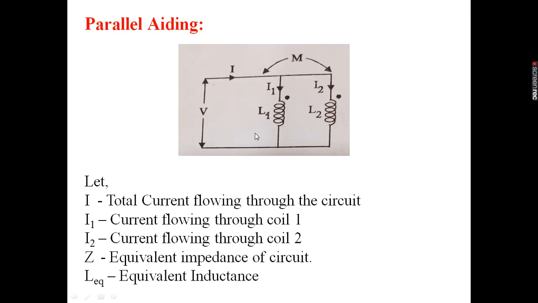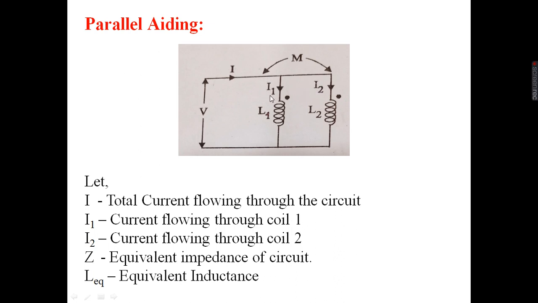Now let us come to parallel aiding. In parallel aiding, we can see two coils connected in parallel across a common source. So coil 1 and coil 2, and in this case you can see that current I comes to this node and gets branched into I1 and I2. So the total current I will be I1 plus I2.